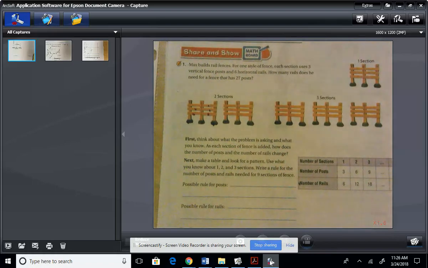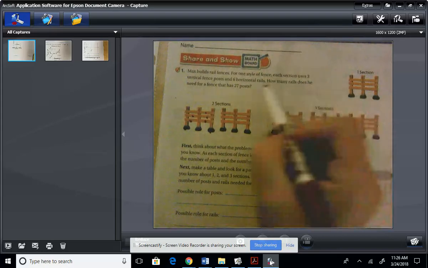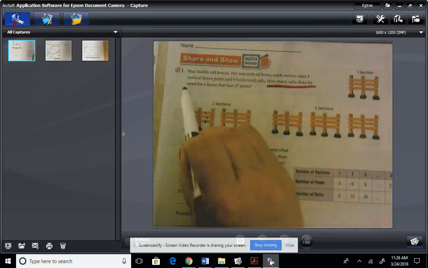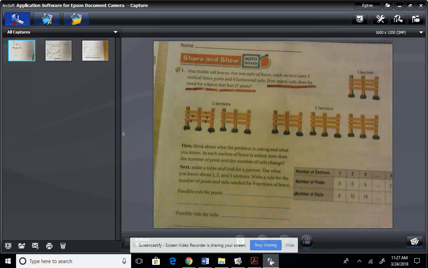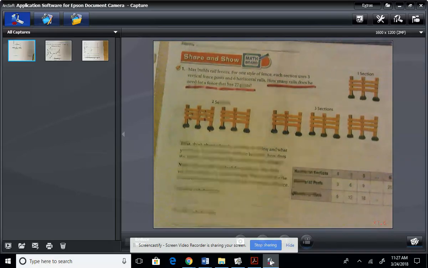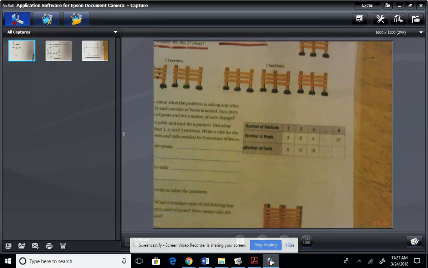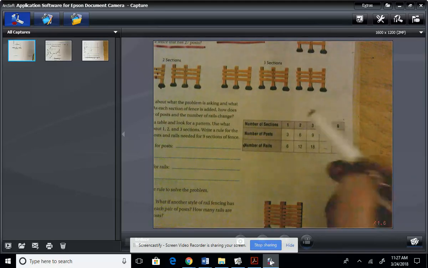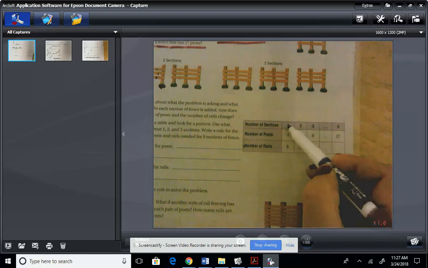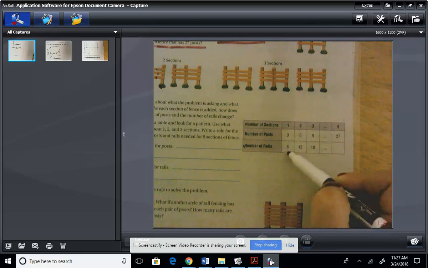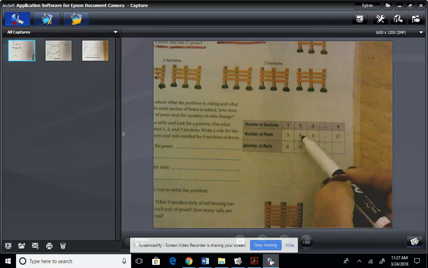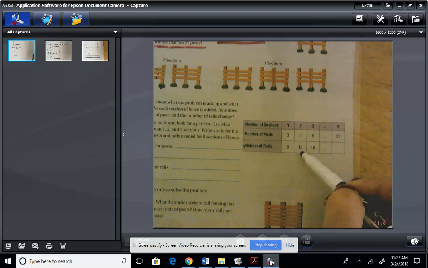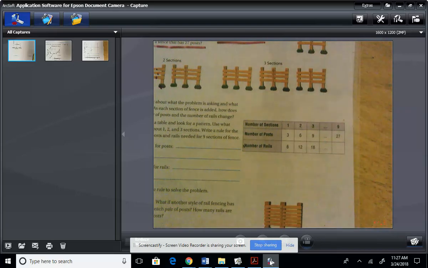All right. So what do they want to know? He wants to know how many rails does he need for a fence with 27 posts. So first of all, we got to figure out how many posts we're going to need. So for one section, he needs 3 posts and 6 rails. For 2 sections, he needs 6 posts and 12 rails. All right, so let's keep going.